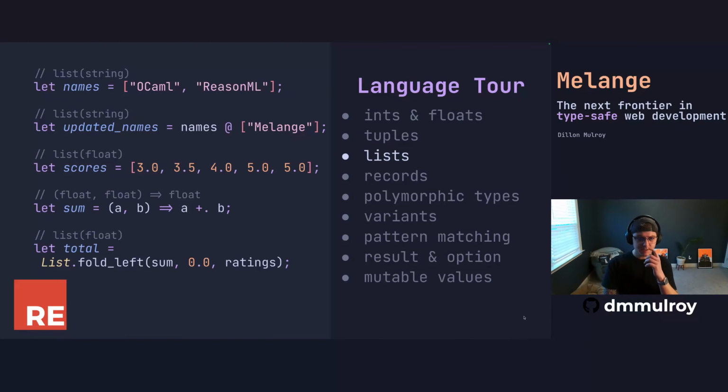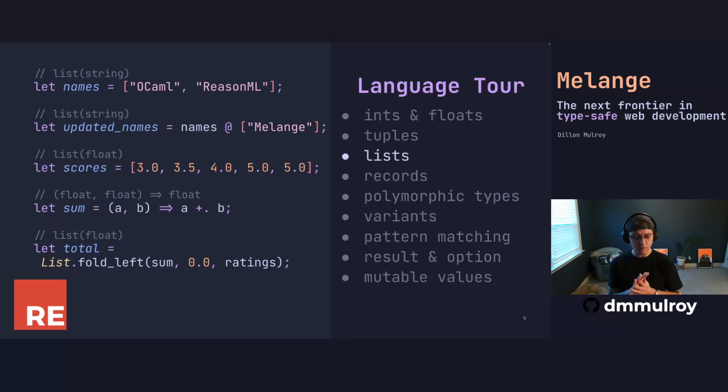We also have lists. This is how we annotate the type of lists. You can see list string. We have a list of strings here for names. In OCaml and ReasonML, we can concat to our list using the at operator. We can also have a list of floats. Again, much like our ints and floats from the earlier slide, we cannot mix and match types in a list. So if you have a list of floats, every member of that list has to be a float.